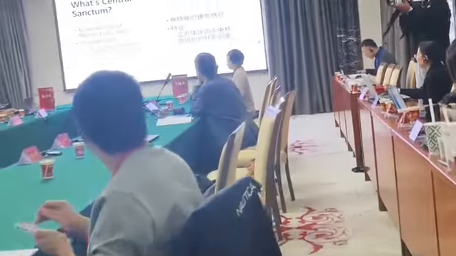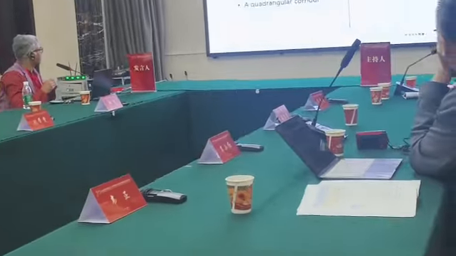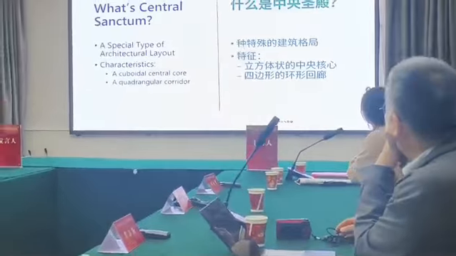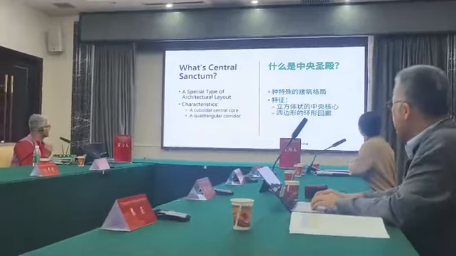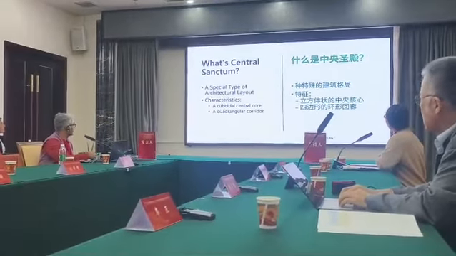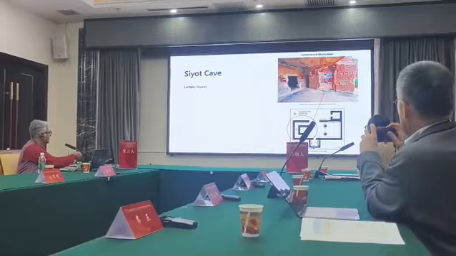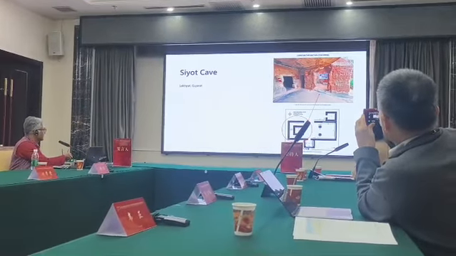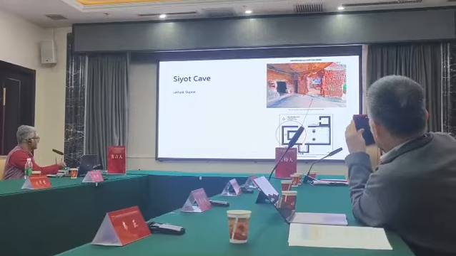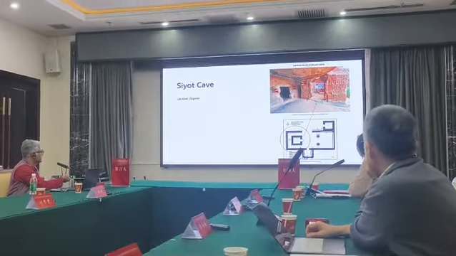For lack of a better term, I have coined this term called Central Sanctum. It's a special type of architectural layout. The two main characteristics I'm going to talk about, we can see, for example, over here. It's the kind of central sanctum that I'm talking about. So it has a square sanctum and a square corridor.